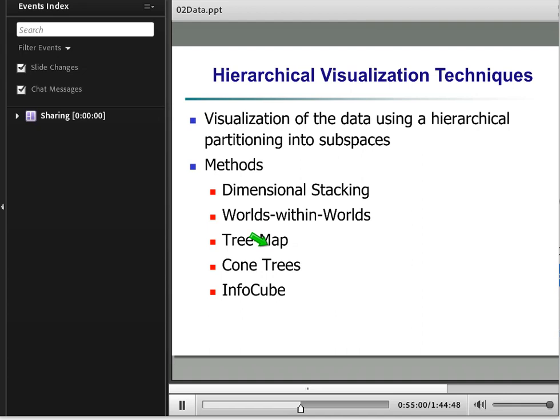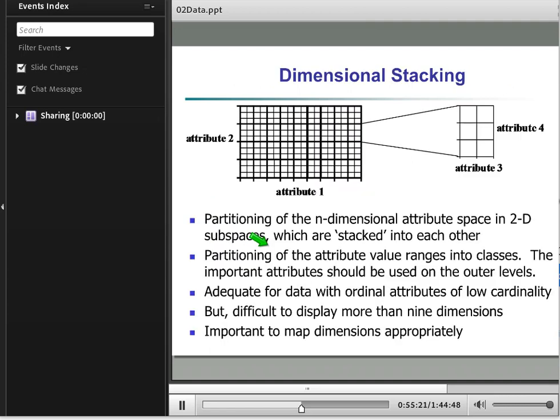Sometimes my data is too large and I couldn't directly talk about these data. In this case, it's better for me to use hierarchical partitioning techniques like a tree map, like cone trees, InfoCube, dimensional stacking.